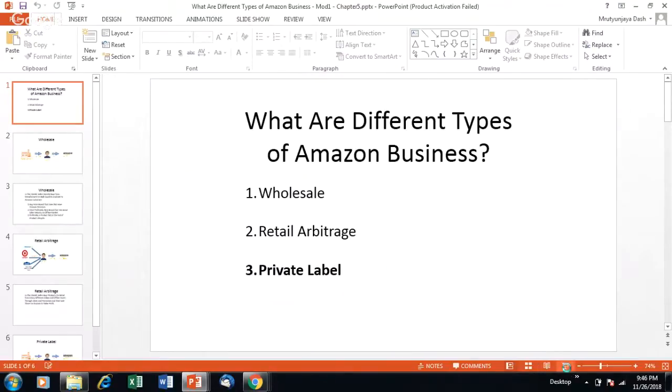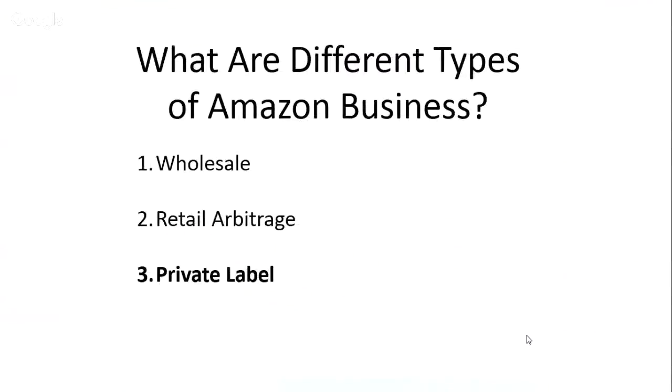Yeah. So what are the different types of Amazon business, right? Yes. So one is wholesale. And there are three types in general we can sell products. One is the wholesale model. I'll go through wholesale in detail, retail arbitrage in detail, and private label in detail, right? So these are three models.